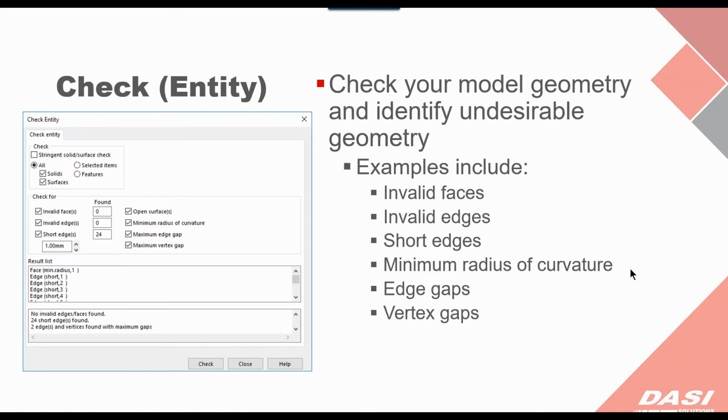Next one, check entity. This one's kind of cool. It's good for checking your model geometry if you have any undesirable geometry. Some of the examples included within this tool are things like invalid faces, edges, really short edges, minimum radius of curvature, edge gaps, vertex edge gaps, all things like that, right?